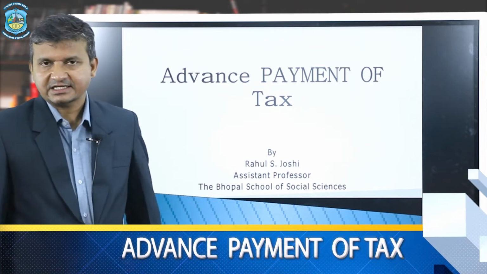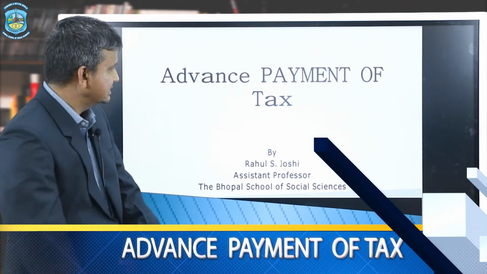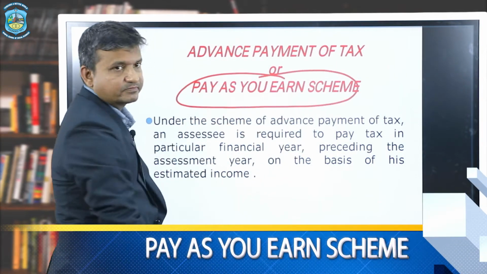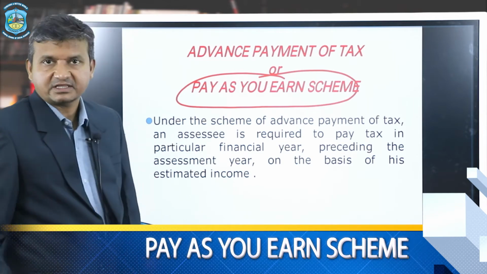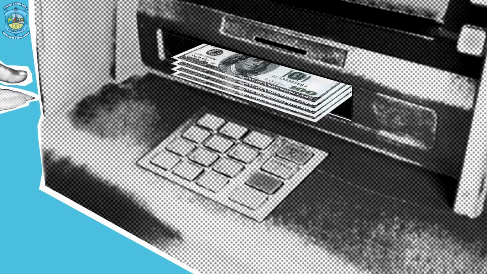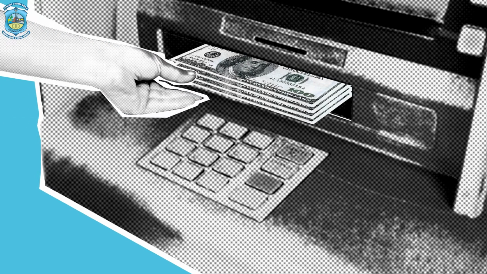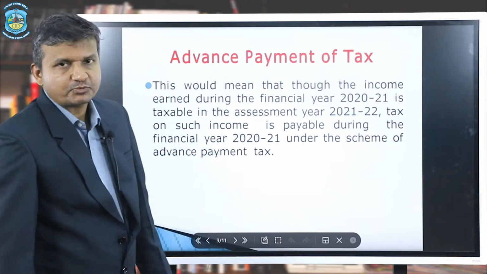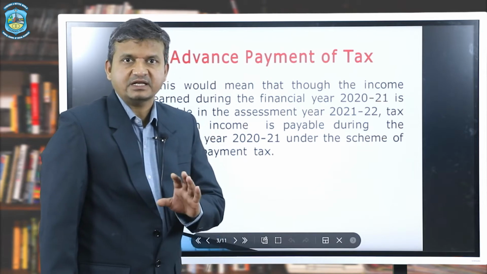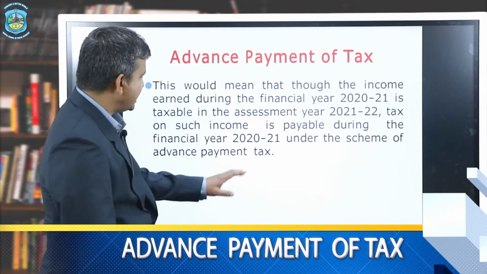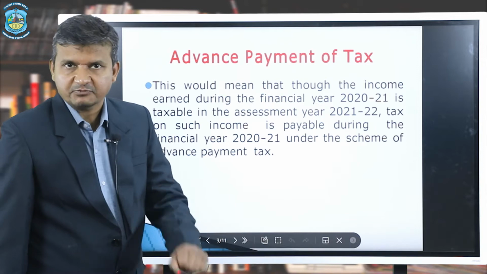I take lectures on income tax and the topic I have chosen for today is advance payment of tax. Advance payment of tax is also known as the pay as you earn scheme. The crux under this scheme is that you need to pay the tax on the basis of your estimated income. You will estimate your income for the financial year, and on the basis of that estimated income, you need to decide your tax liability. This means if we take financial year 2021, the income tax would normally be payable in the year 21-22. But under the advance tax scheme, the tax would be payable in the same year 2021.